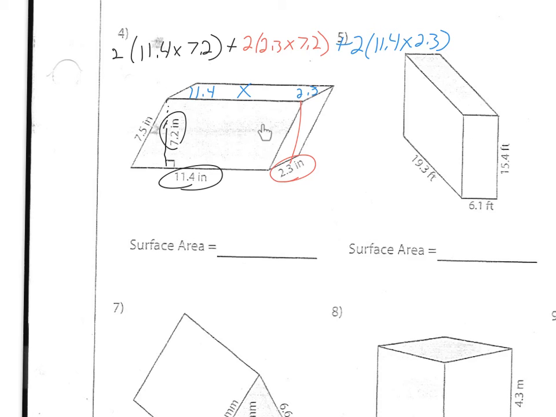Number 5 is set up almost exactly the same way, so I'm not going to go through the whole setup there, but you're going to multiply length times width on this side, length times width on this side, and then length times width on this side. Again, another way to think of it is base times height.